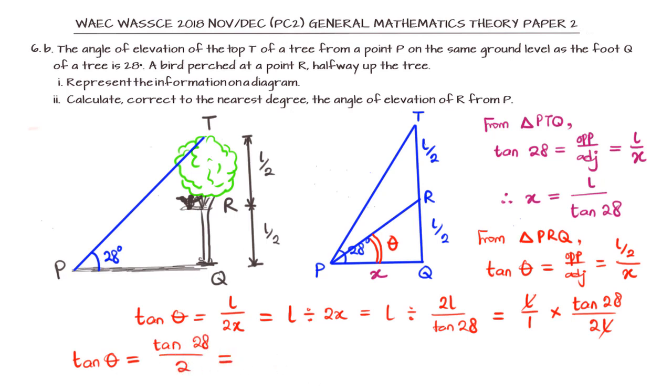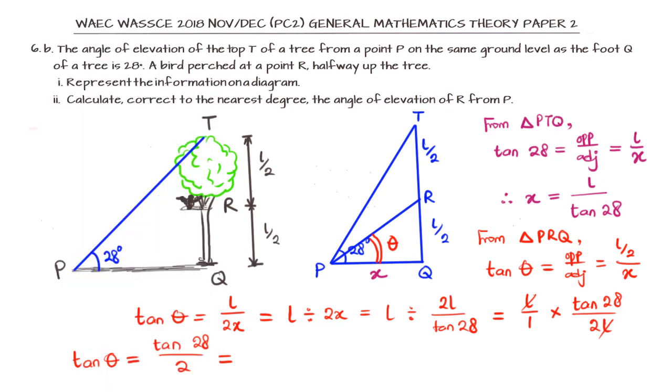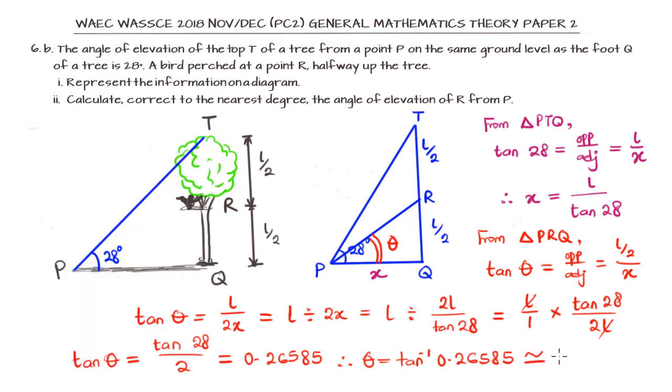So if I bring in my calculator now, tan 28 divided by 2 gives 0.26585, which will be 0.2659. So theta is arctan 0.26585, and that will be arctan, our answer, 14.8879756. But we are told to find that value correct to the nearest degree. That will be approximately 15 degrees. And that is our answer.